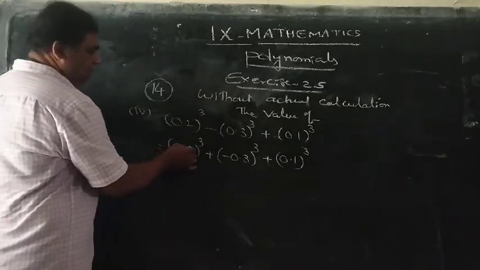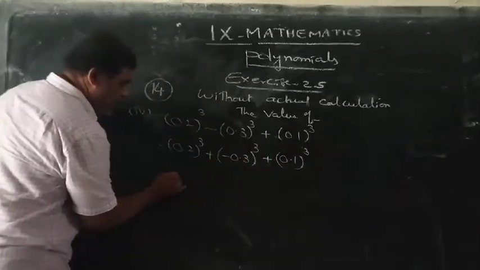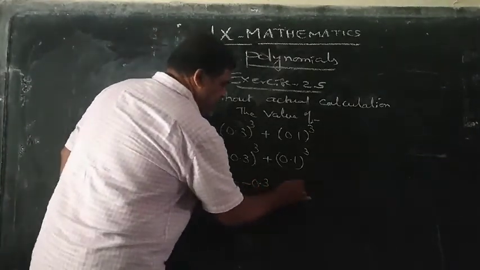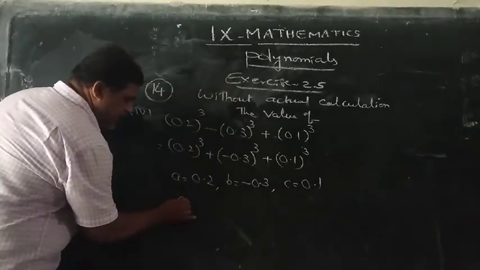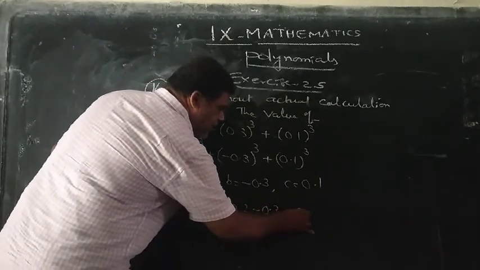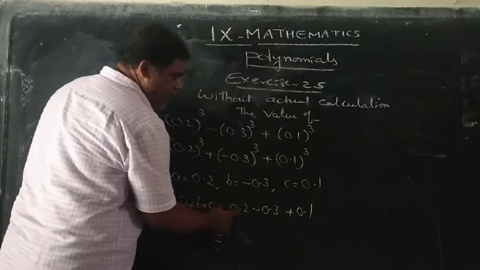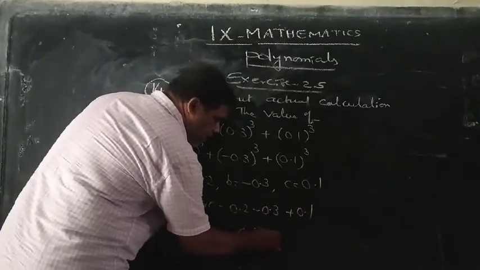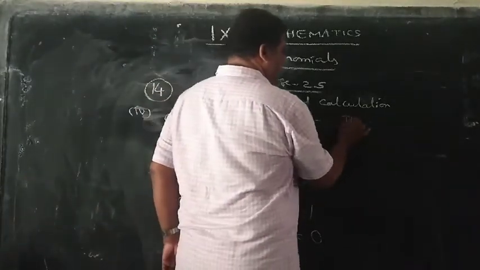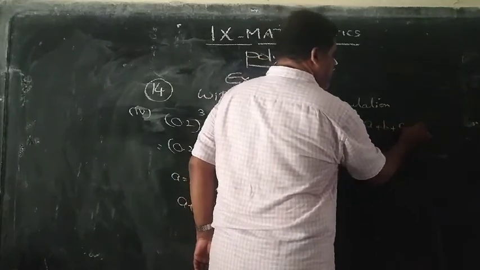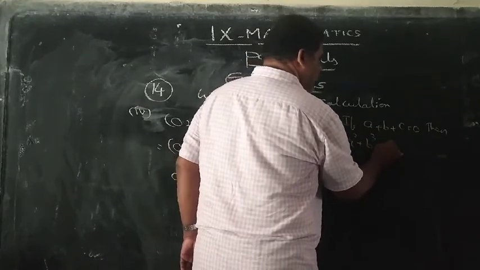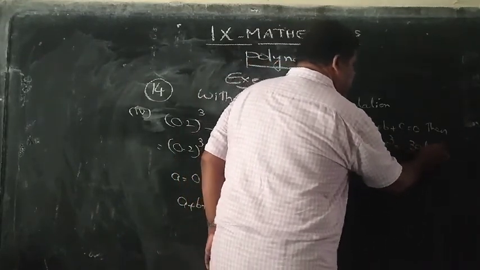Now this is in the form of a cube plus b cube plus c cube. A value is 0.2, b value is minus 0.3, c value is 0.1. First let us find out a plus b plus c value. 0.2 minus 0.3 plus 0.1. 0.2 plus 0.1 is 0.3 minus 0.3 which is 0. So if a plus b plus c value you got 0, then a cube plus b cube plus c cube value is equal to 3abc.